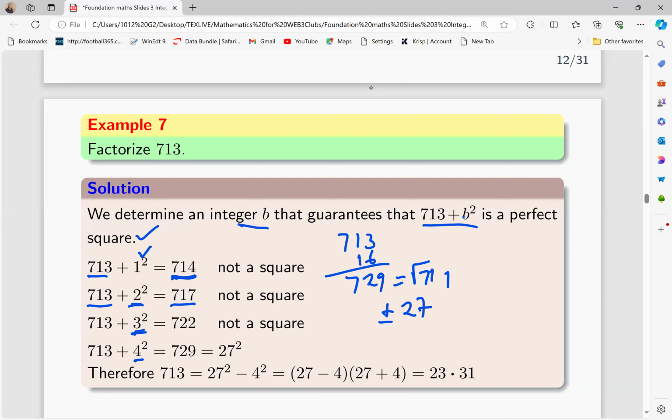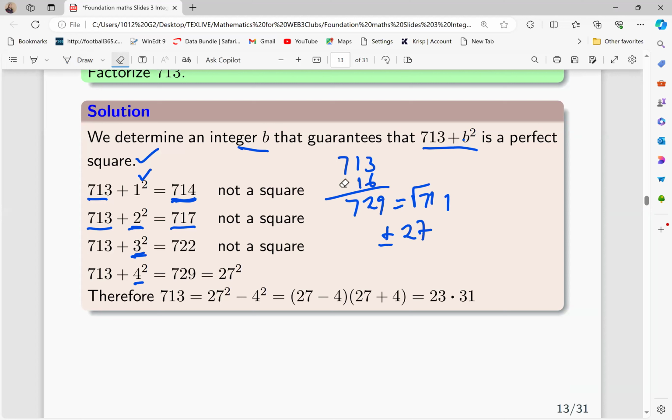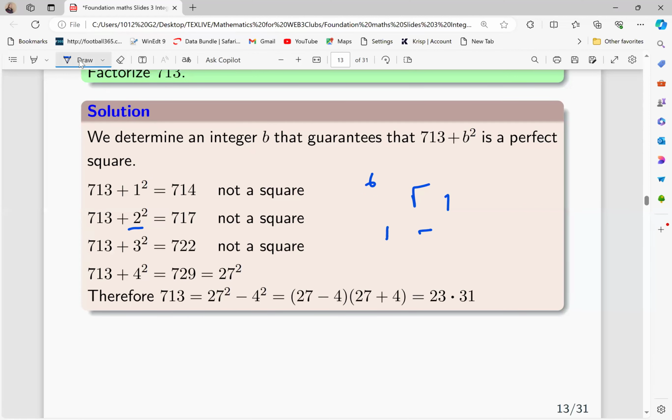Now, what does that mean? Let me just write at the bottom here so that you see what I did. You can see we've found the b that we were looking for. Our b is 4. So what happens? What we have from this step is 713 plus 4 squared is 27 squared.